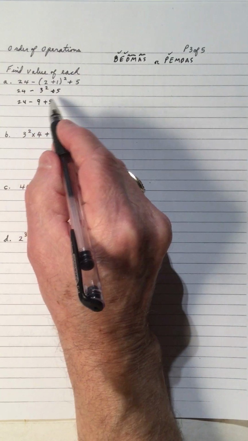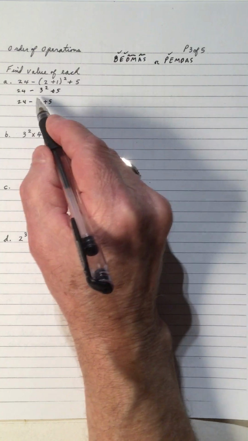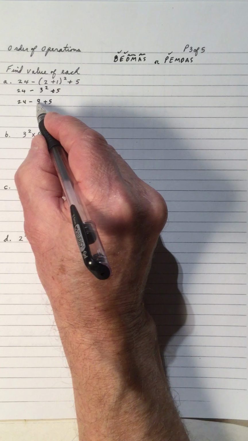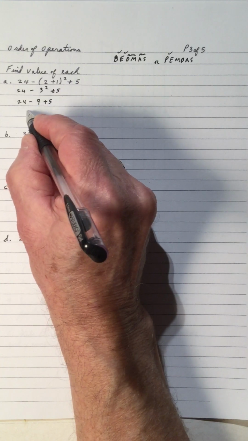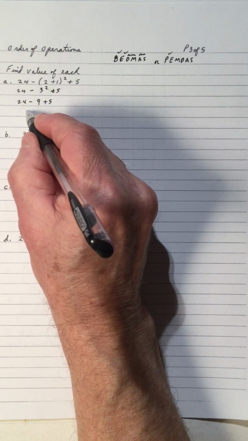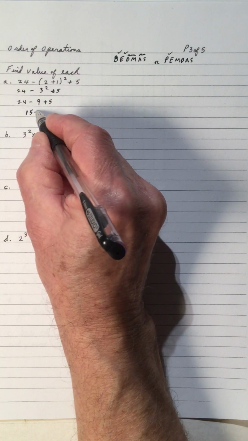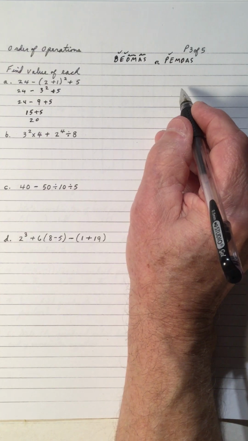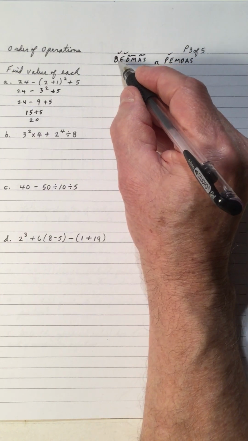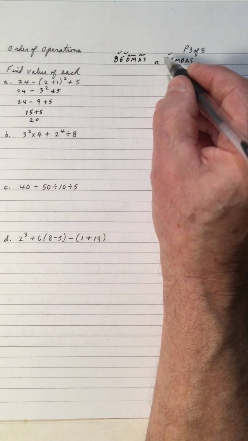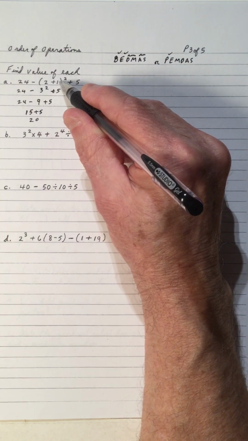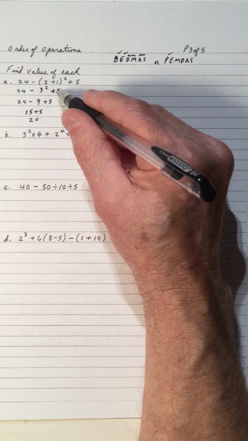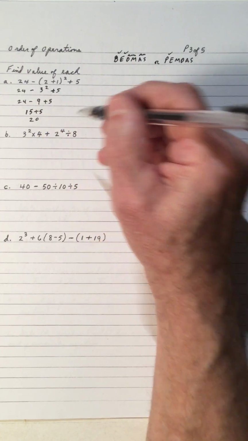And now I have addition, subtraction, or subtraction, addition. I'll subtract first and get 15, plus a 5, and that gives us 20. So that's the order of operations. Again, you do inside the brackets or parentheses, you do the power or exponent, and then you do any multiplication, division, left to right, and addition, subtraction, left to right.